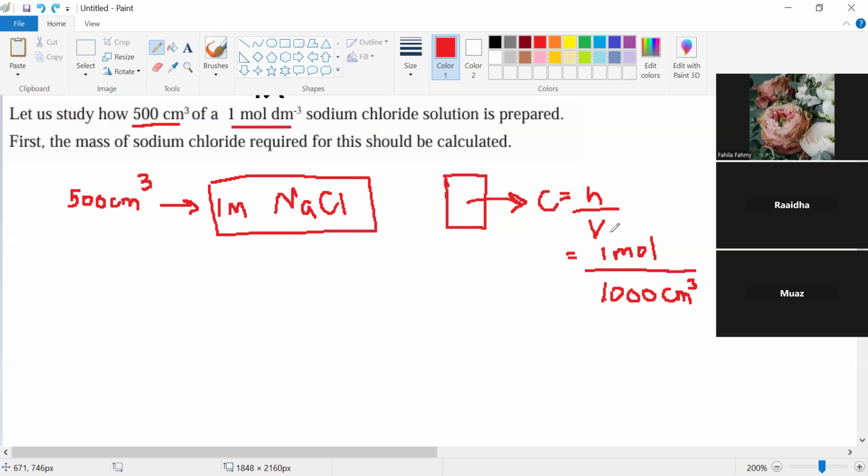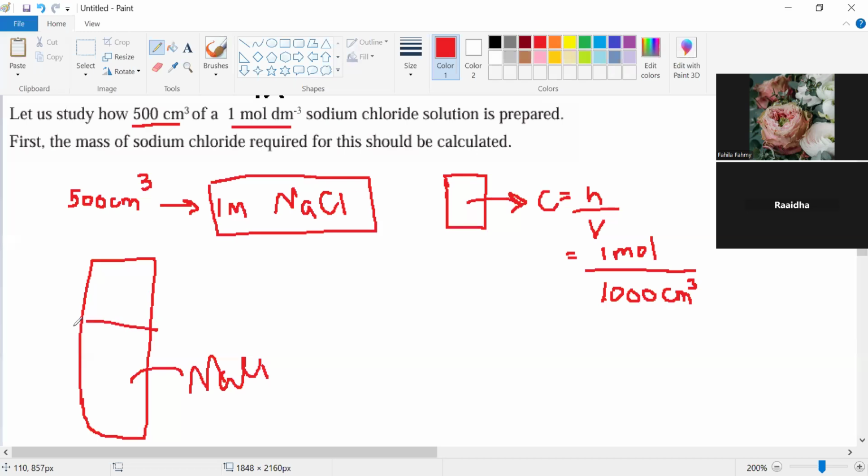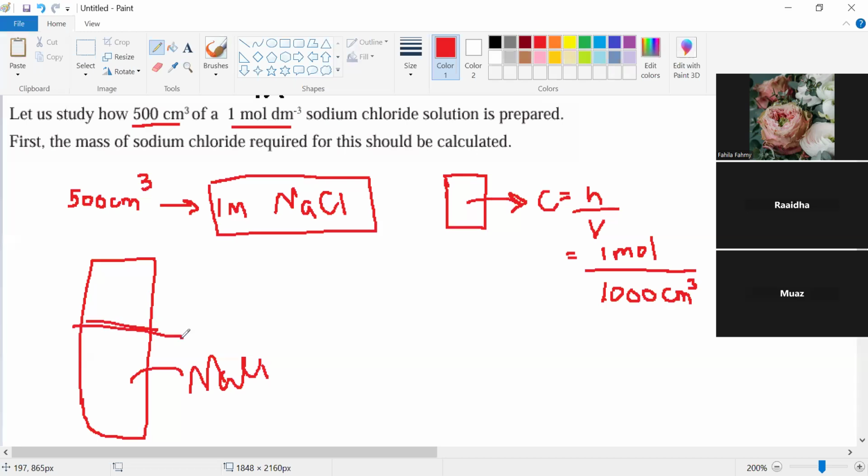So what was I saying? Okay. So you need to prepare. You don't need a whole 1 liter can of sodium chloride. You need only half of it. Put it in a 500 ml bottle. The teacher is requesting you to make this concentration, 500 ml sodium chloride solution.